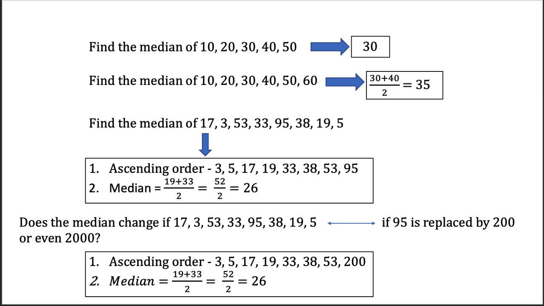So let's again arrange it. Every other number is the same except the last number being 200, but that does not change the median because we're again taking the middle two terms, 19 plus 33, and getting the same median of 26. What would have happened if 17 or 19 was replaced, or both of those numbers were replaced by some other numbers? Then obviously the answer would have changed, and we'll see in the subsequent videos how.